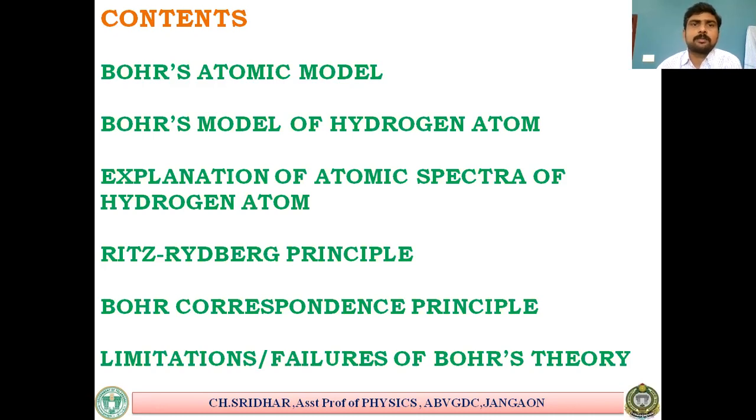That is Bohr's atomic model, and how he extended it to the hydrogen atom, and how successfully he explained the spectral lines and spectra of the hydrogen atom. Then the Rydberg principle, which relates the transition of electrons from one energy state to another energy state, and Bohr's correspondence principle, which gives the limit from classical to quantum, how the classical and quantum are related to each other, and then the limitations or failures of Bohr's theory.